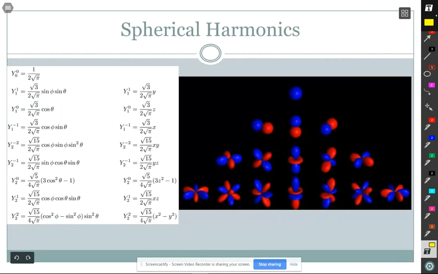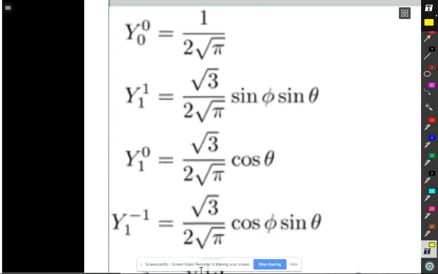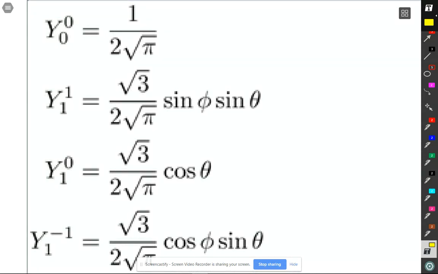Here are the outcomes. So when I say find Y something something, here's the table with a whole bunch of them. You know, Y0,0. What does that mean if you don't have any phi or theta in it?